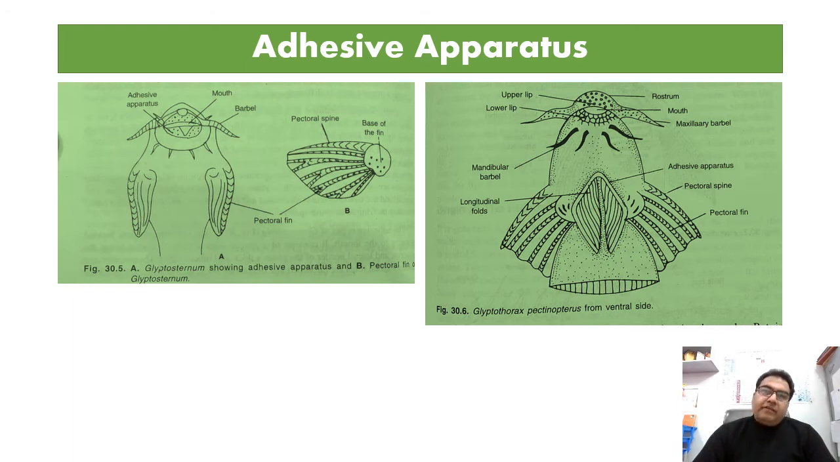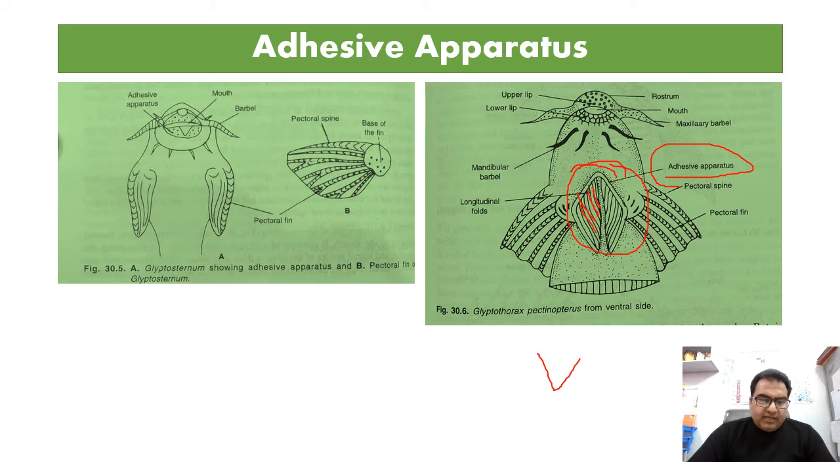But in certain fishes which are very much specialized to live in hill streams, such as Glyptosternum, Glyptothorax or Pseudoechineis, the skin is thrown into grooves. For example, in this case, the skin is thrown into grooves which form an adhesive apparatus. These are longitudinal grooves present in the case of Glyptothorax, and they are mostly V-shaped in structure. So these help in adhesion to some substrate.